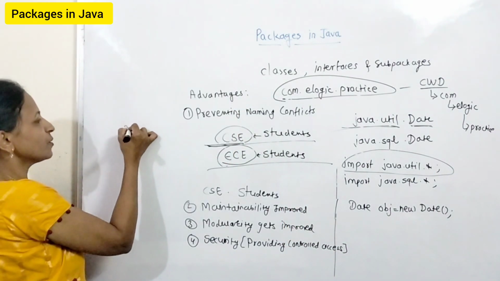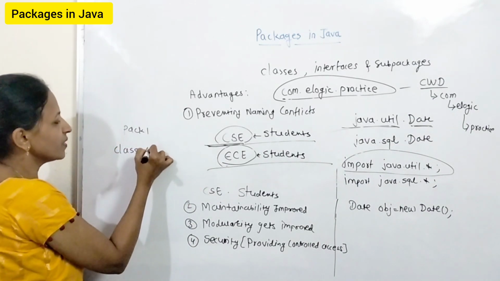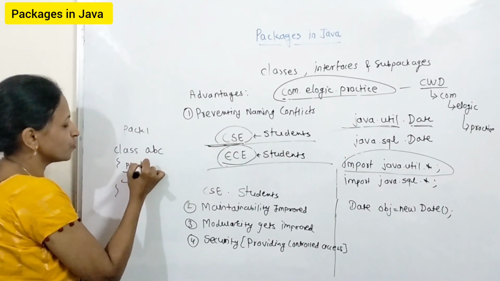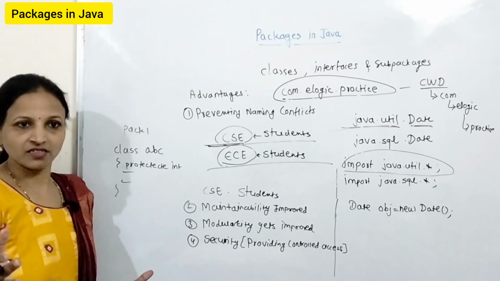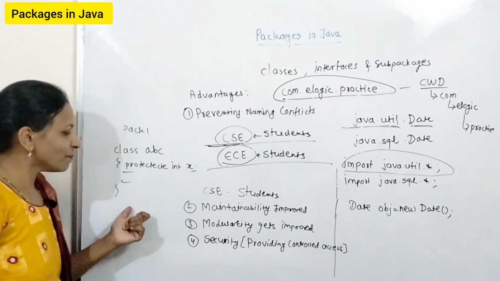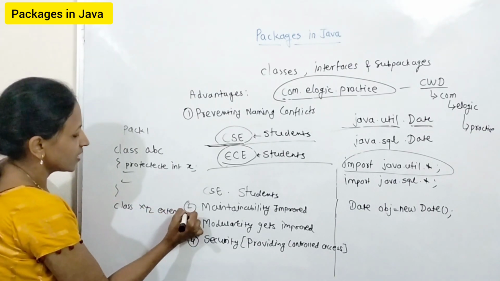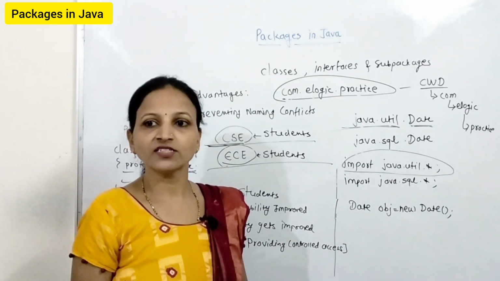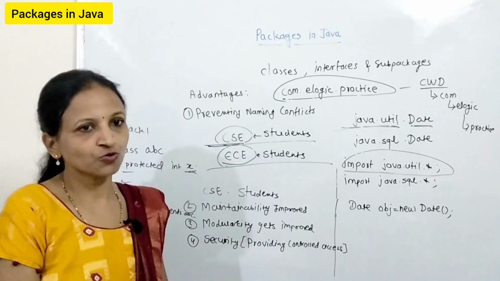There is one package, let's say pack1. Suppose you have created one class ABC inside pack1. There is one protected member, I am writing one member only, not writing the method. Just suppose this is protected int x. Now suppose in the same package I have created one more class, xyz extends ABC. Inside that you can access this x very easily, because you know that protected members are accessible in derived classes in the same package, no problem.